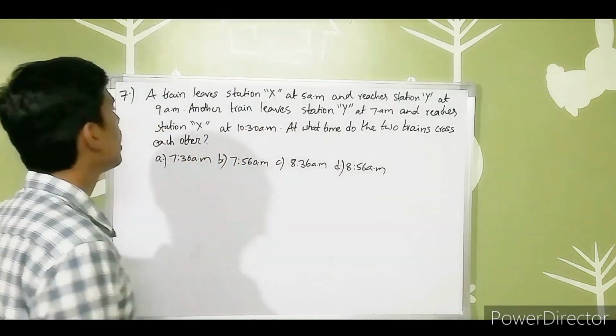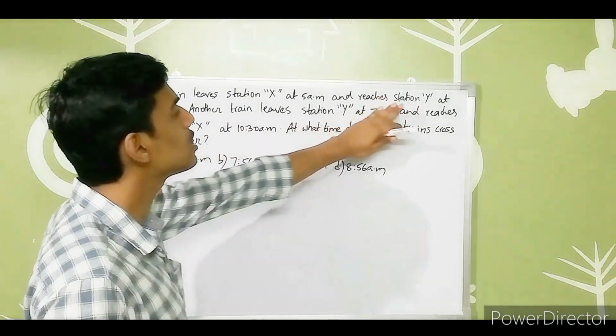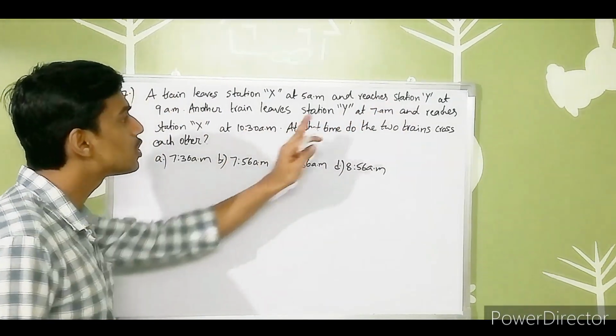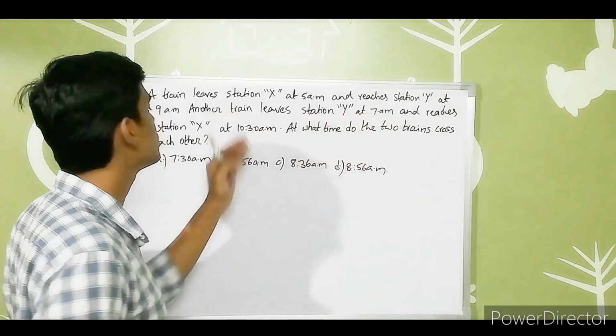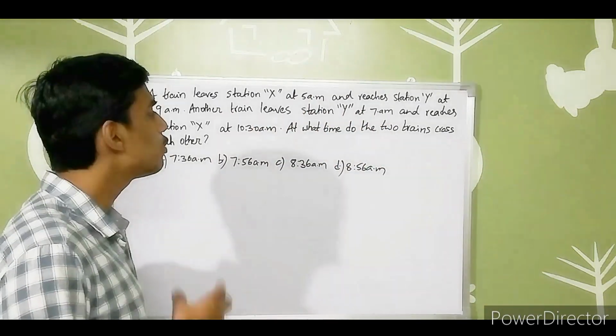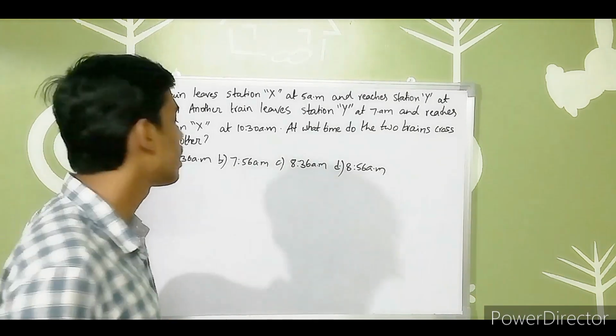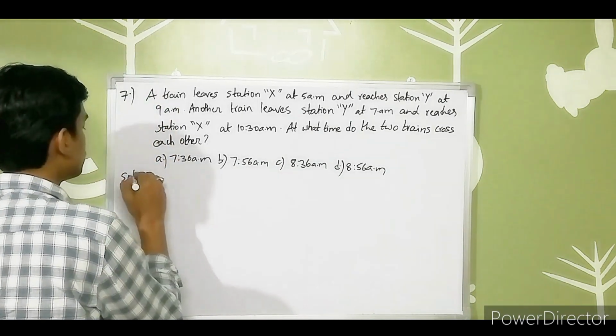So what they gave in the question: a train leaves station X at 5 am and reaches station Y at 9 am. Another train leaves station Y at 7 am and reaches station X at 10:30 am. At what time do the two trains cross each other? Let's look into the solution next.